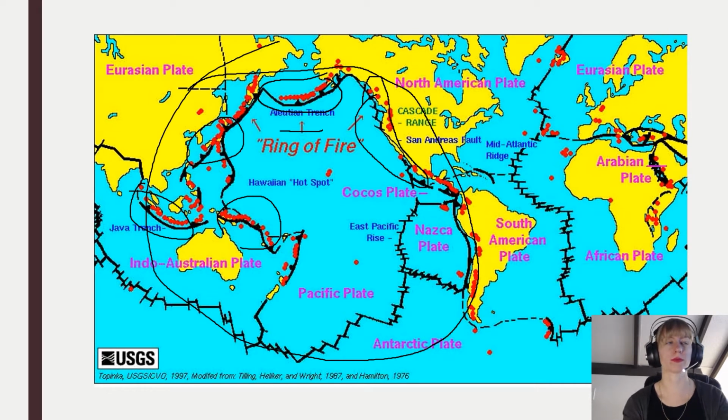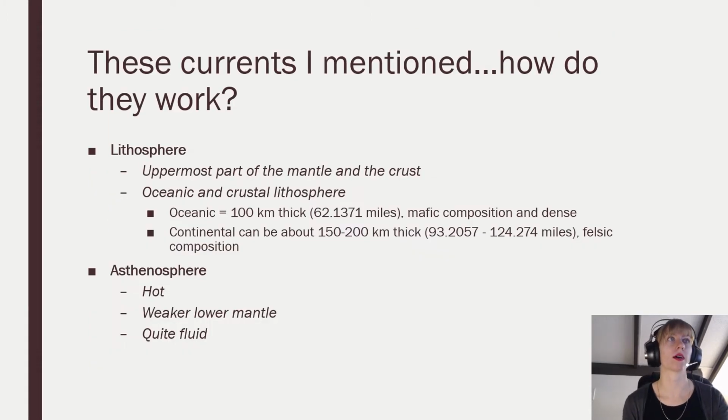Hotspots, though, like Hawaii, are very different. Hotspots occur in the middle of a plate and have nothing to do with subduction. Okay, completely separate. So the lithosphere sits on top of the asthenosphere, right? They're kind of like layers in a cake. The lithosphere is the uppermost part of the Earth. It consists of the crust and the upper mantle.